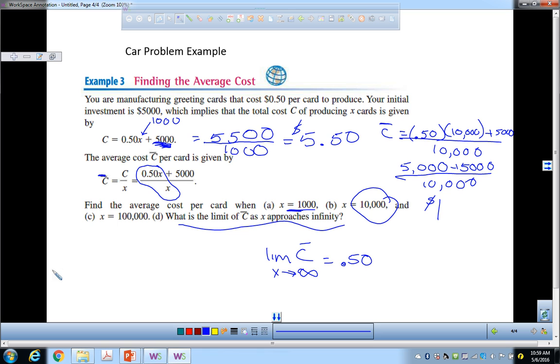But if you only sell 100 cards and you're charging 50 cents per card, you're going to lose money. That's why Costco, Walmart, all those companies, Amazon, who else?